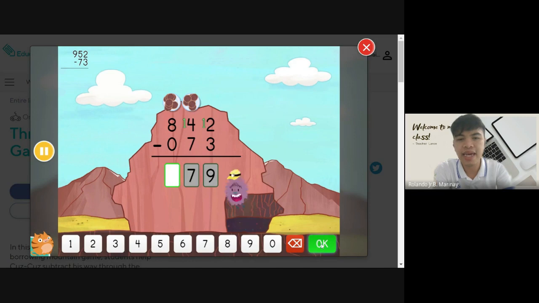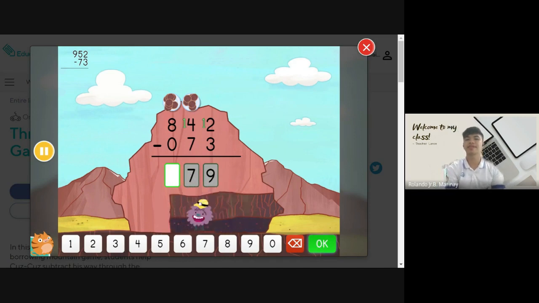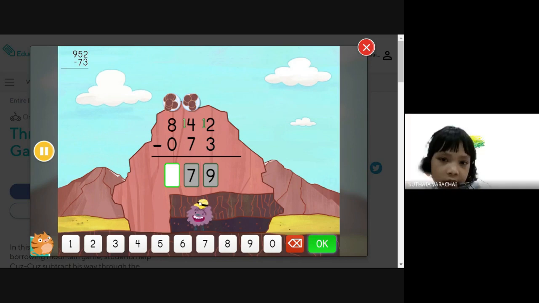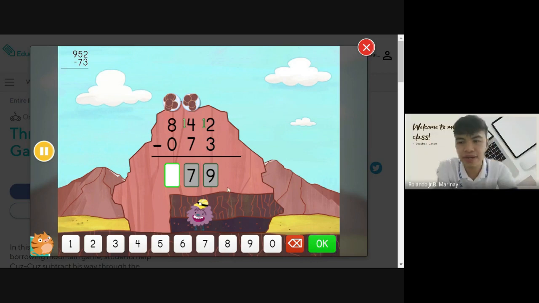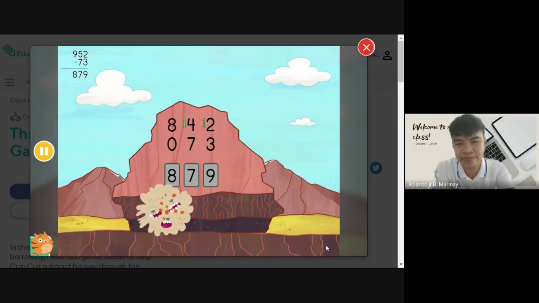And then 8 minus 0 equals? 8. Very good. Okay, so we're going to write 8. Therefore, 952 minus 73 is equal to 879. Great job!